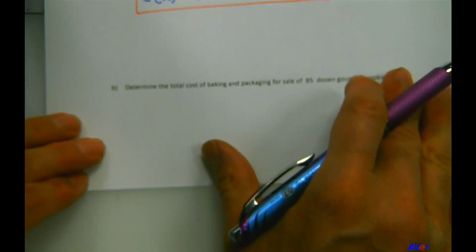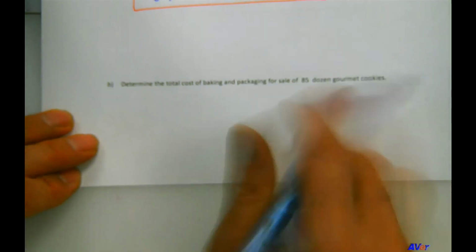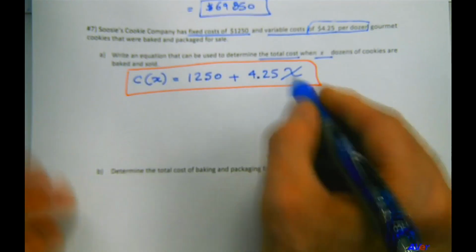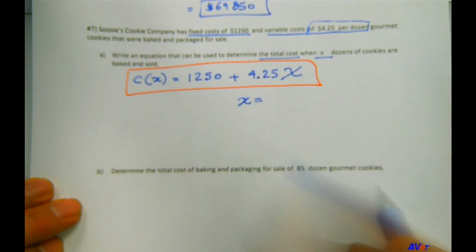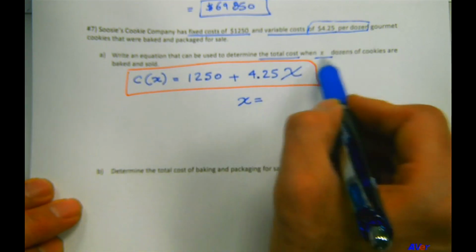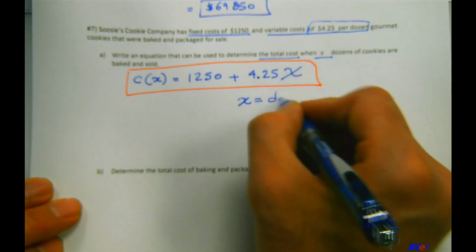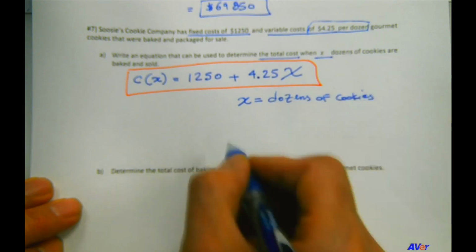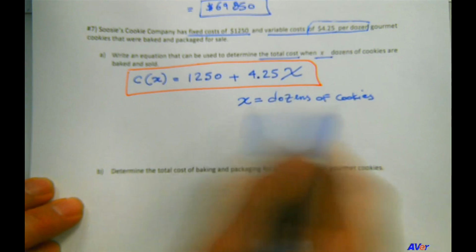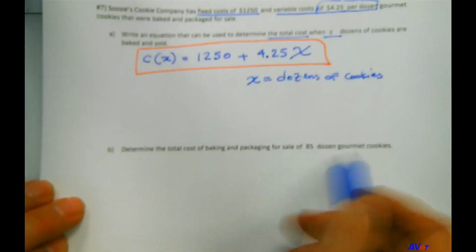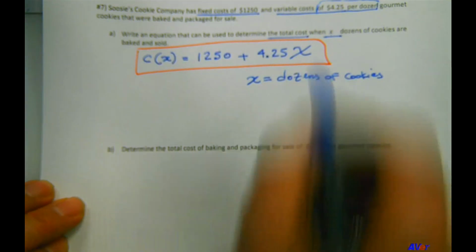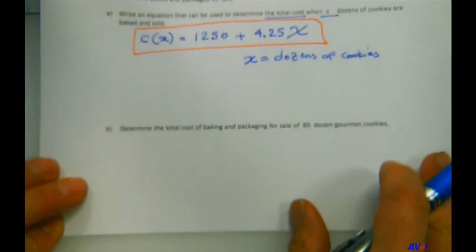So for part B, it says determine the total cost of baking and packaging for sale of 85 dozen gourmet cookies. And that reminds me, when we assign a variable, we need to define it. So look how they define X: X dozens of cookies. So that's what the units of X are. So 85 dozen gourmet cookies, given those kinds of units, we can plug 85 directly into X. Okay, so let's do that.